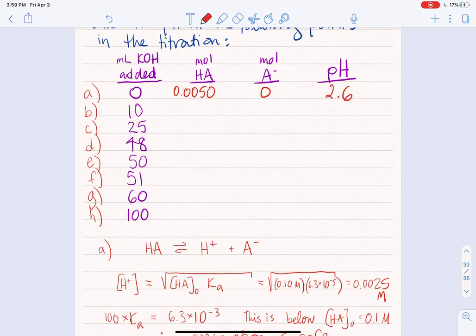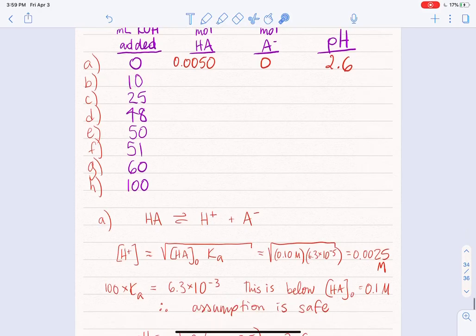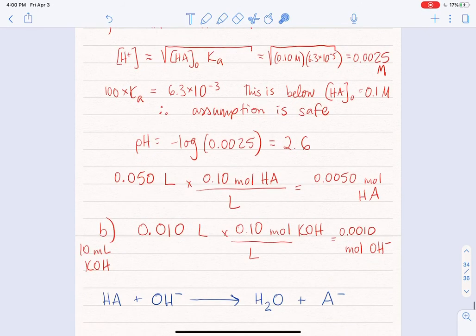All right, now let's do the calculation for the pH after I've added 10 milliliters of KOH. So down here, letter B is adding 10 milliliters of KOH. So 10 milliliters is 0.01 liters. I'm going to multiply that by the molarity of the KOH. It's 0.1 molar. And that tells me that at this point in the titration, I have added 0.001 moles of hydroxide. Think about what that hydroxide does.